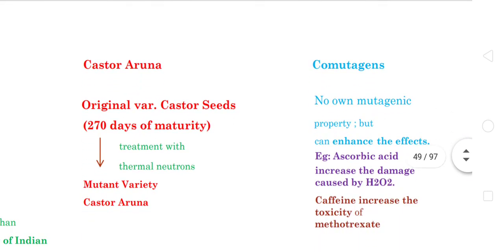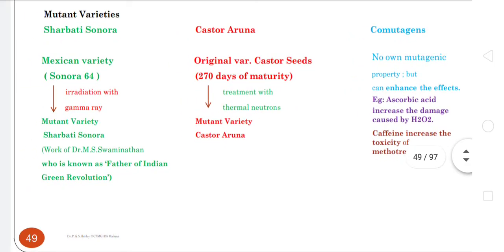Next, we are going to see some examples of mutant varieties. The first mutant variety is Sarbati Sonora. It is a mutant variety of wheat developed from the Mexican variety. The name of the variety is Sonora 64, and this variety was exposed to gamma rays. It was worked on by a person from our country, Dr. M.S. Swaminathan, who is famously called the father of the Indian Green Revolution.